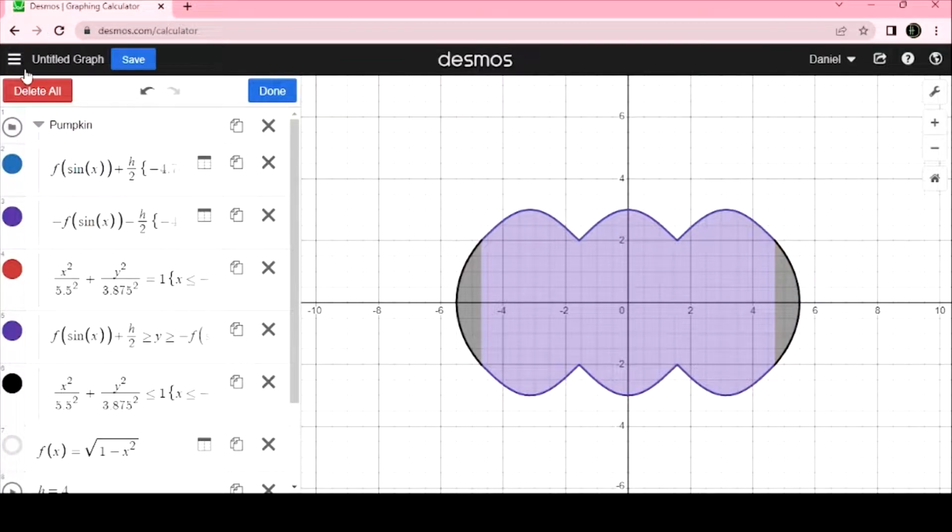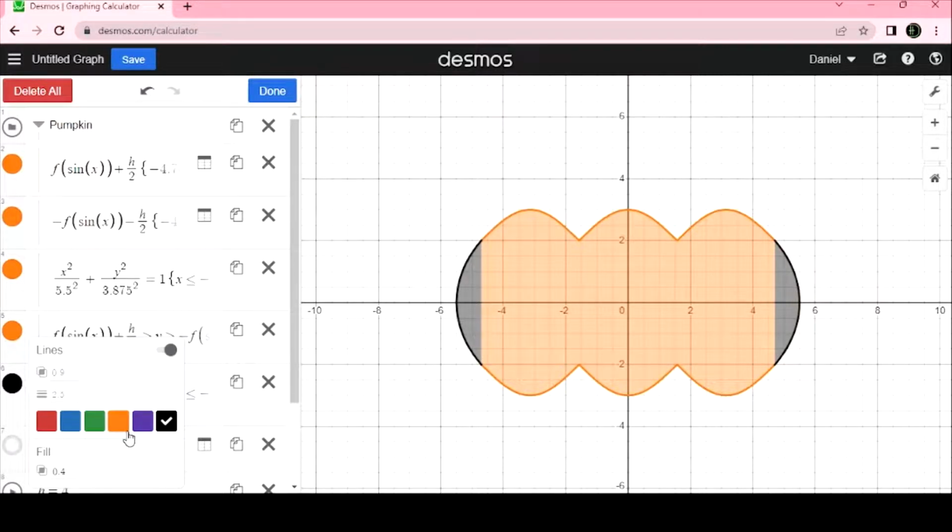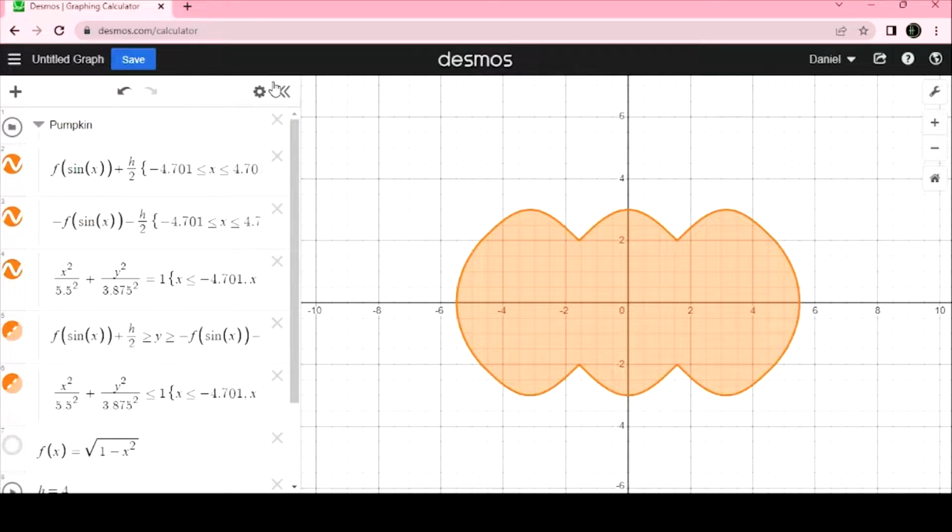Let's color this thing. I'm gonna go for an orange look. If you want to go purple, I have seen purple pumpkins around, by the way. I'm sure you have as well. There we go. And now the next piece would be to do the stem.